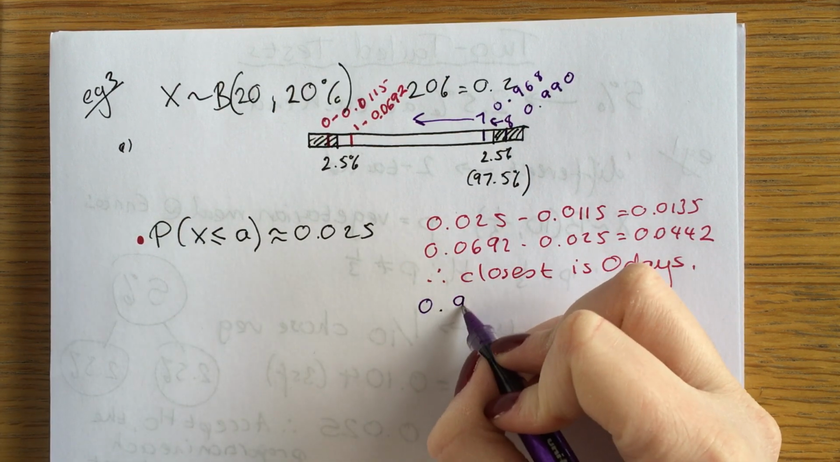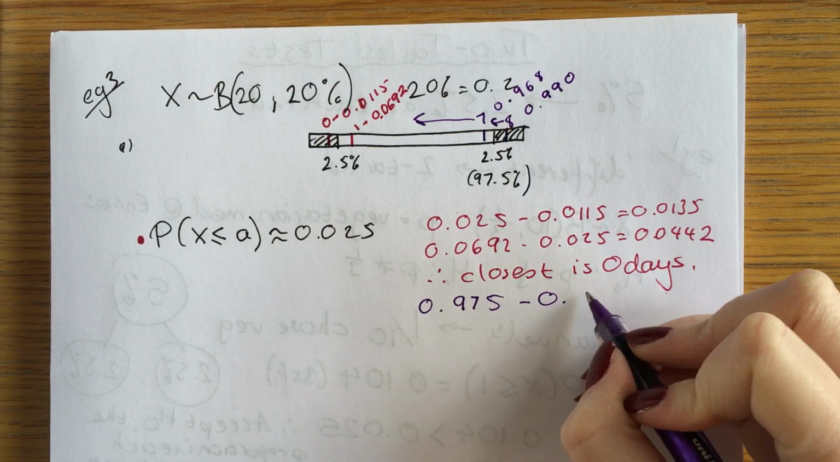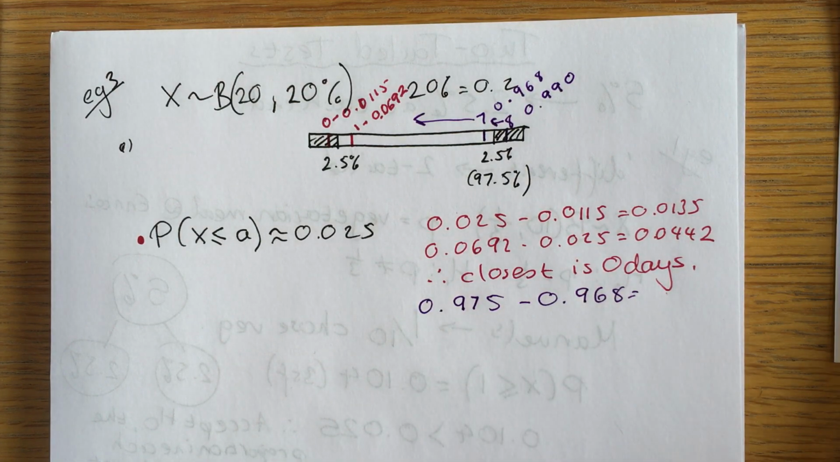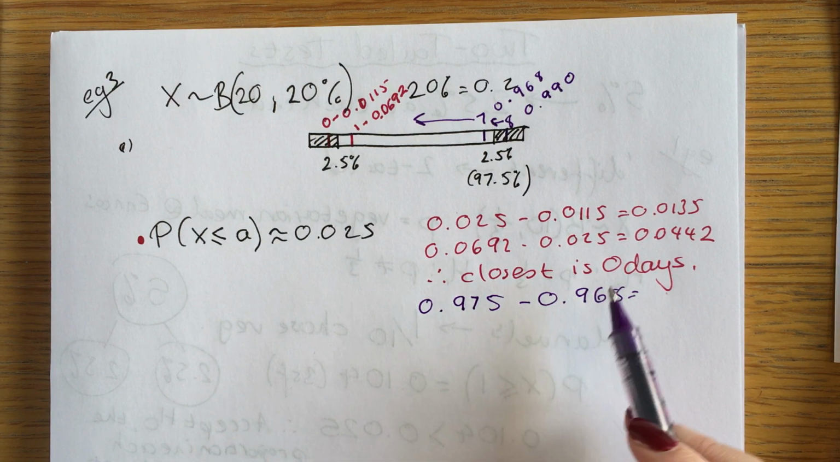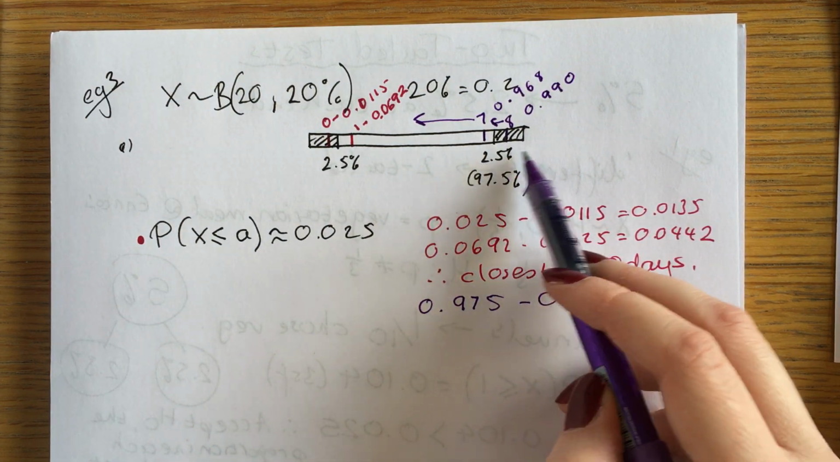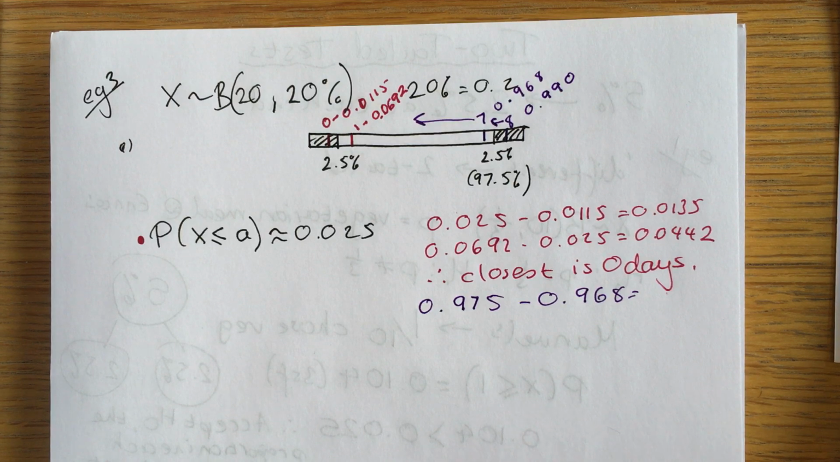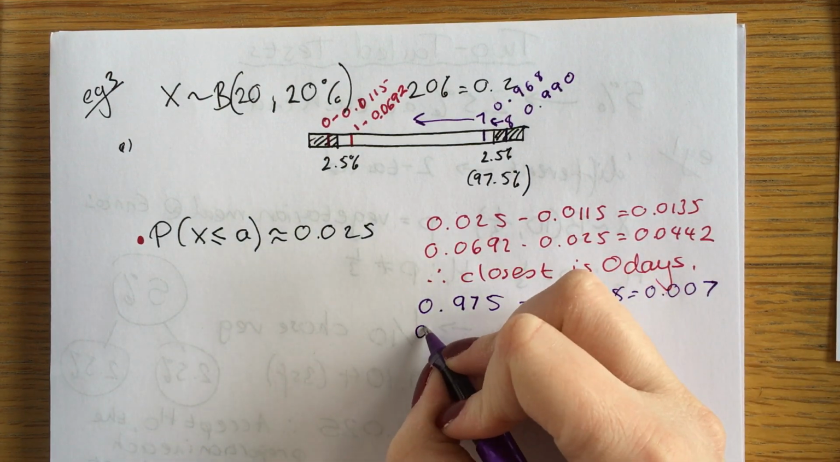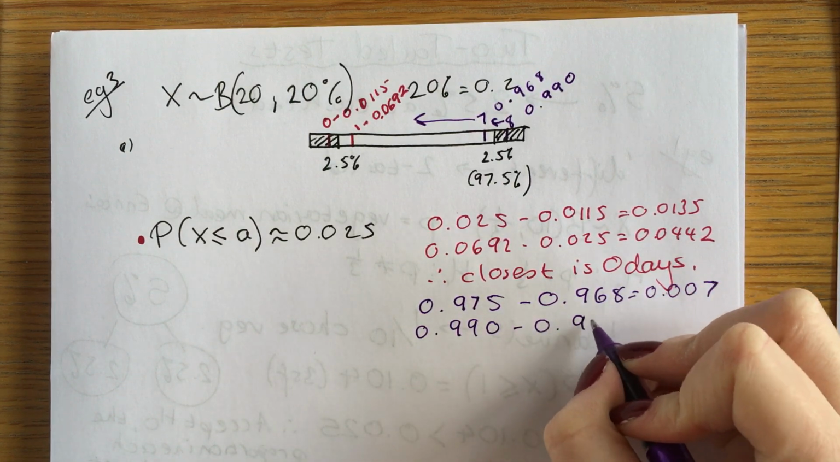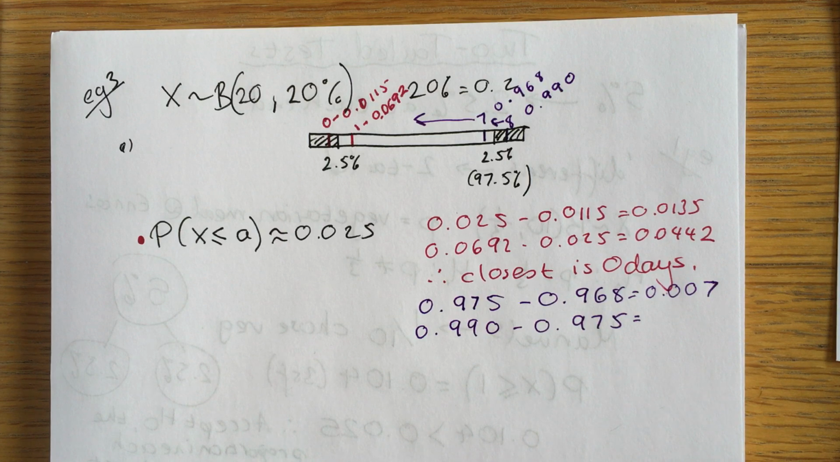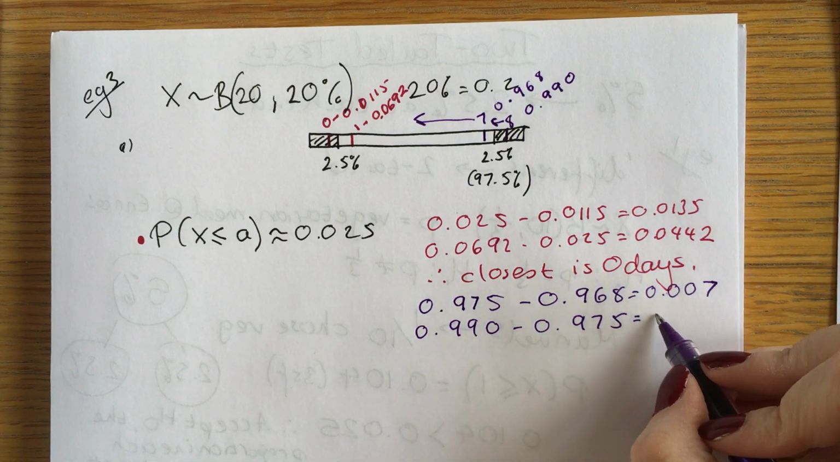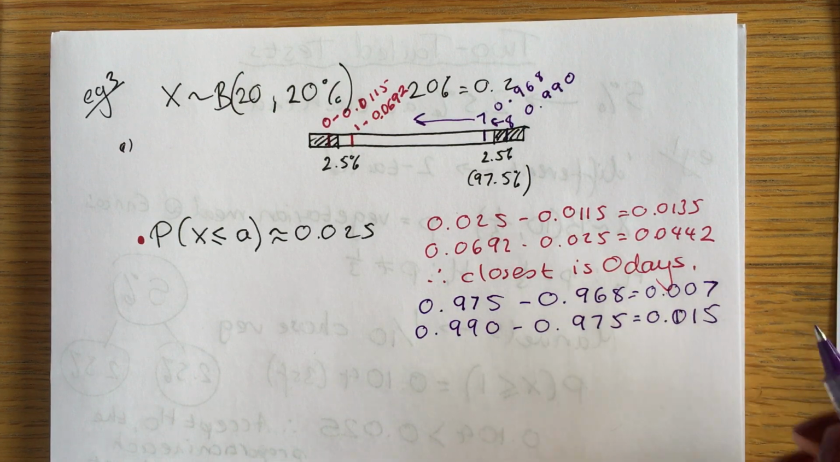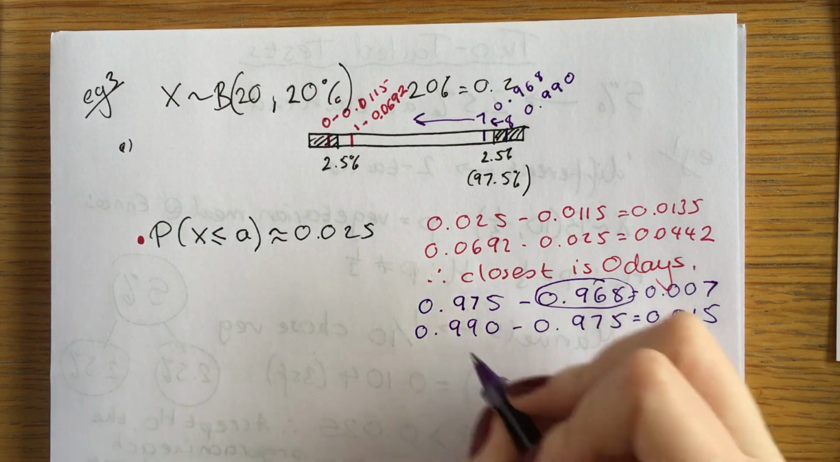So 0.975 subtract 0.968. By subtracting these, I can find out what's closest to 2.5%. 0.975 subtract 0.968 is 0.007, and then 0.990 subtract 0.975 is 0.015. So this one is closer.